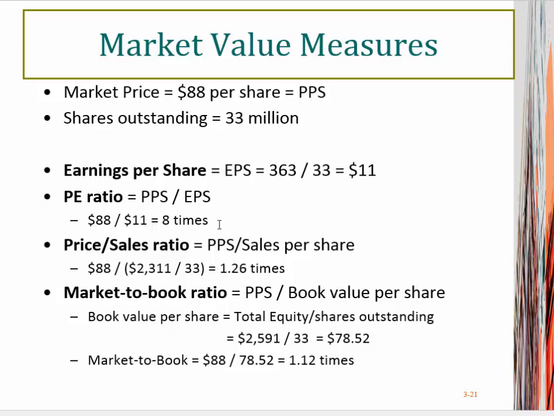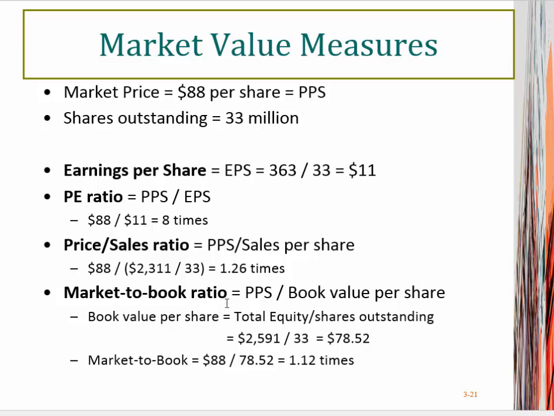Price to sales ratio, likewise, is a number that gives us a picture of how well investors view the sales potential of the company. In this case, it's 1.26 times. Again, we need something to compare that to, the industry or history. But again, it's a number that tells me how investors feel about the sales provided by the company.